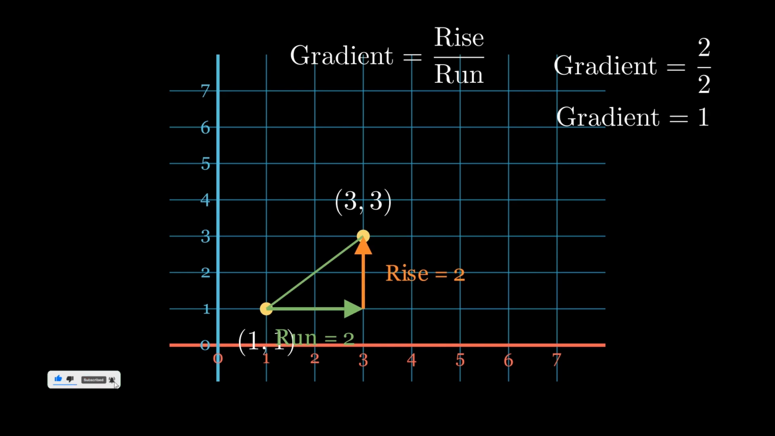For this particular graph, the rise is 2 units and the run is 2 units. So when we substitute this into the formula, the gradient equals 2 divided by 2, and that is 1. So you can say the gradient of this line is 1.